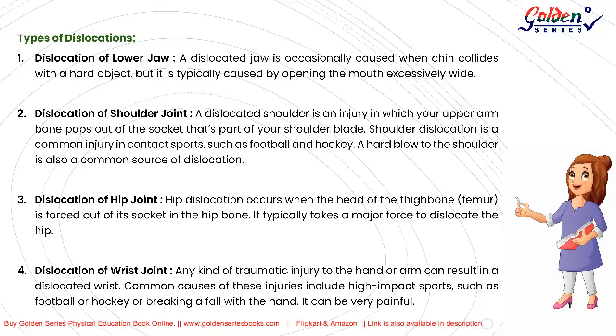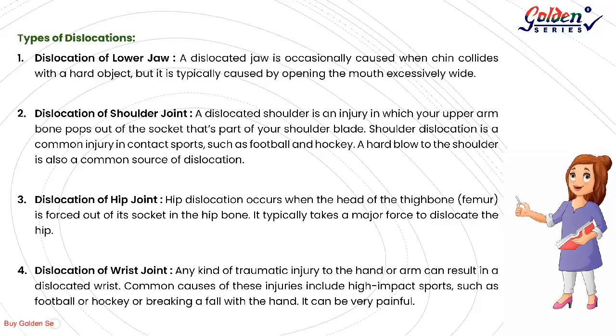Number 3. Dislocation of hip joint. Hip dislocation occurs when the head of the thigh bone, femur, is forced out of its socket in the hip bone. It typically takes a major force to dislocate the hip.